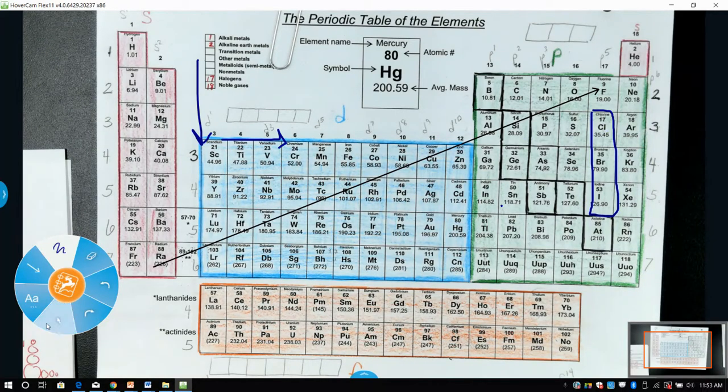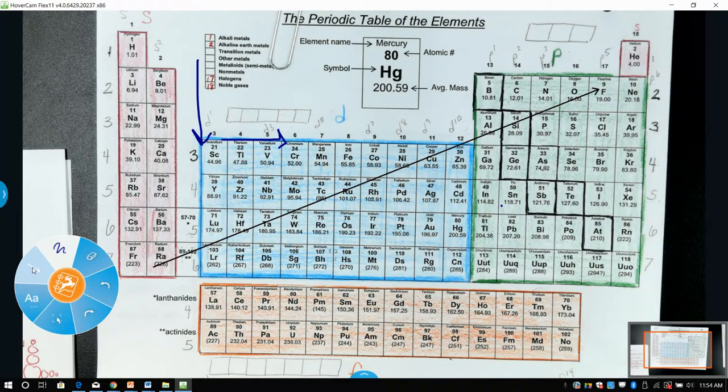What about if they're in the same period, which is a row? Let's go with phosphorus, sulfur, chlorine. Again, going across a row for ionization energy and electronegativity, chlorine is the stronger of these. Now, atomic radius is different. Bigger as we go down, smaller as we go across.